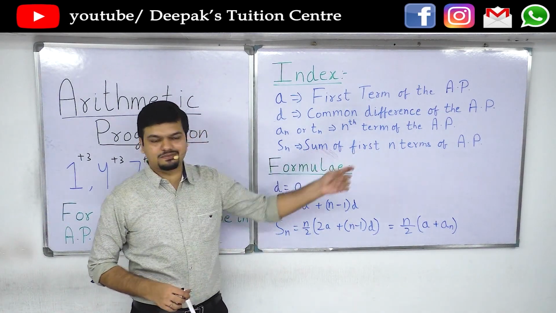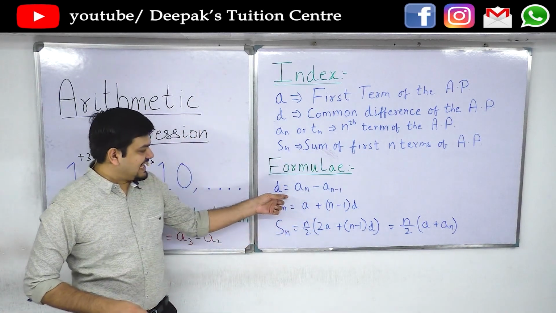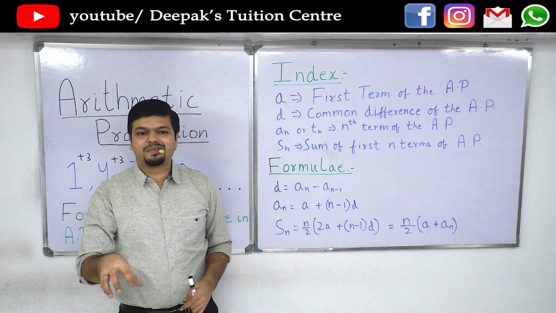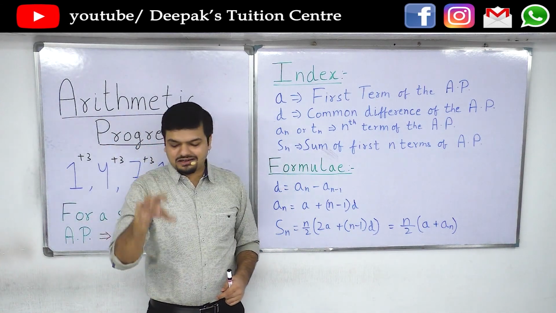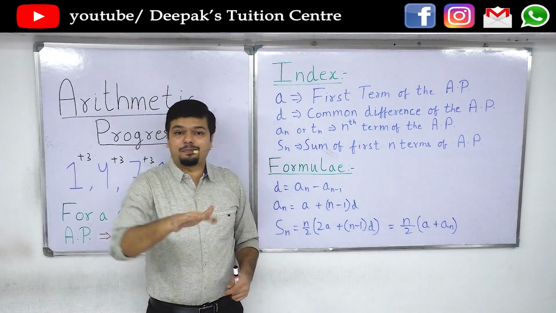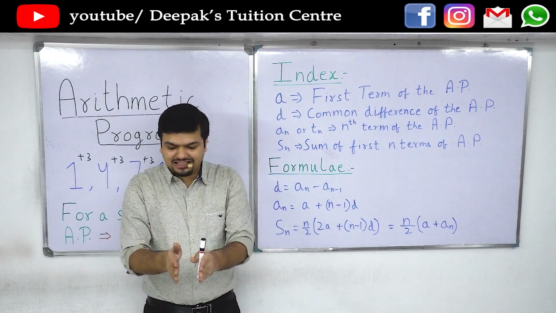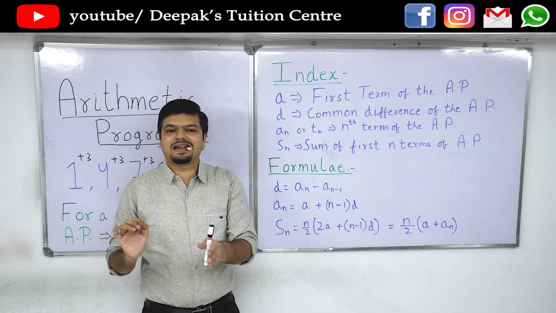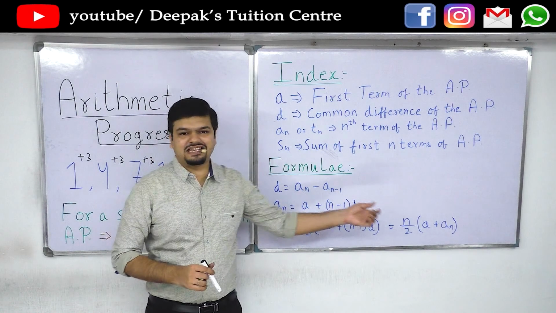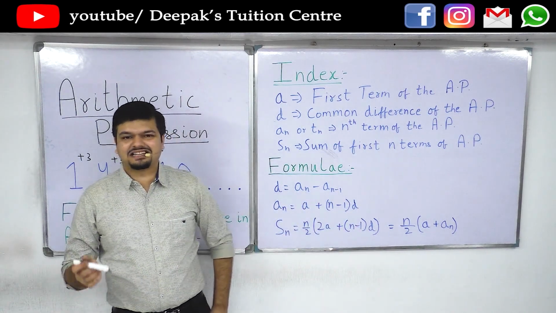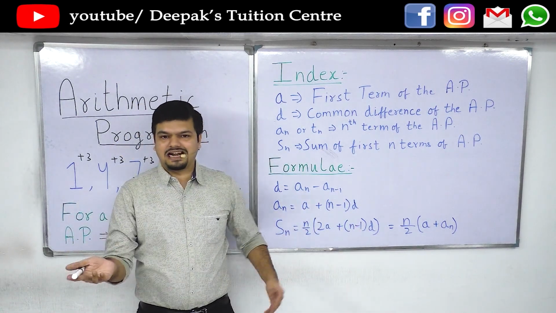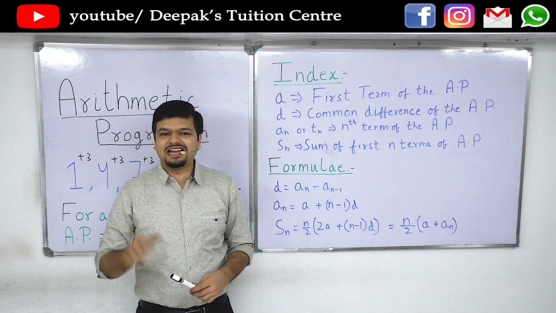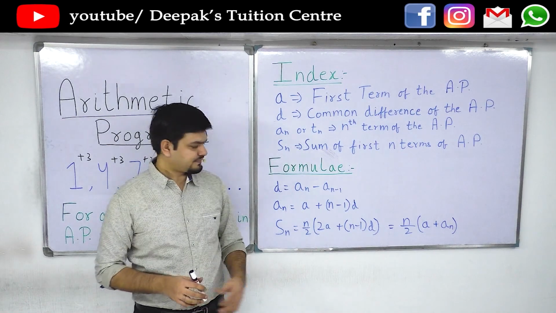The formula is D equals An minus A(n minus 1). That is, you take any term and subtract from it the previous term of the AP. So if the nth term is the term, then you subtract the term just before it, that is A(n minus 1). It can be simply said: second term minus first term. That could also be done. So if you have the first and second terms, then you can easily calculate D, that is, second term minus first term.